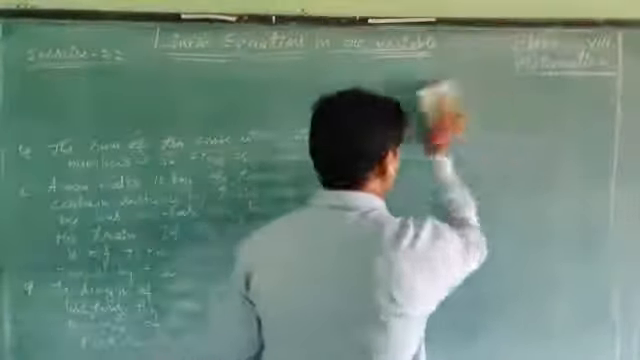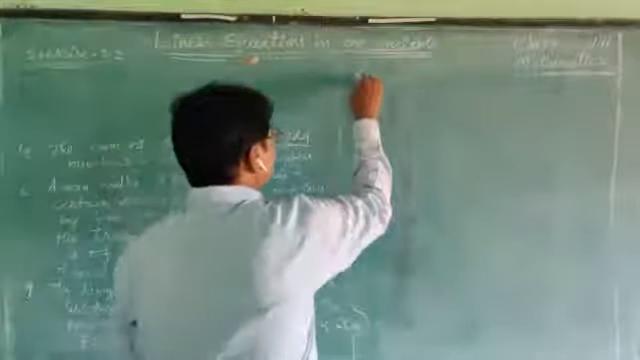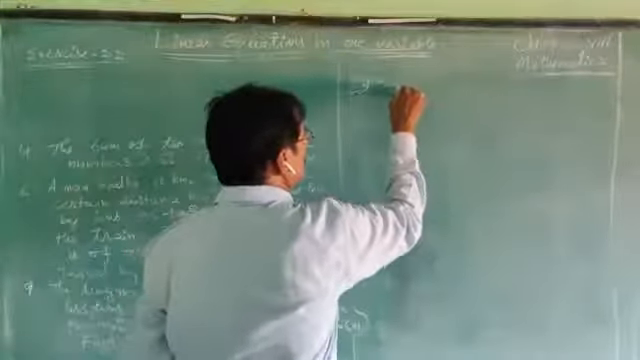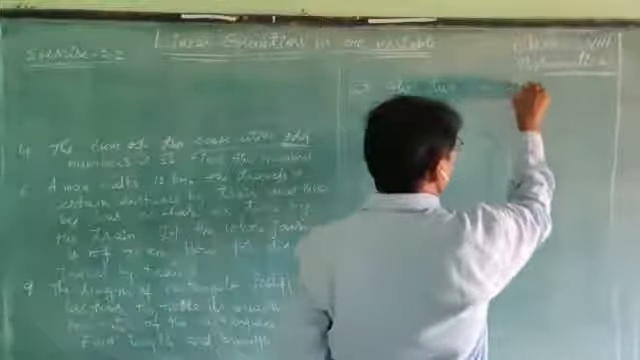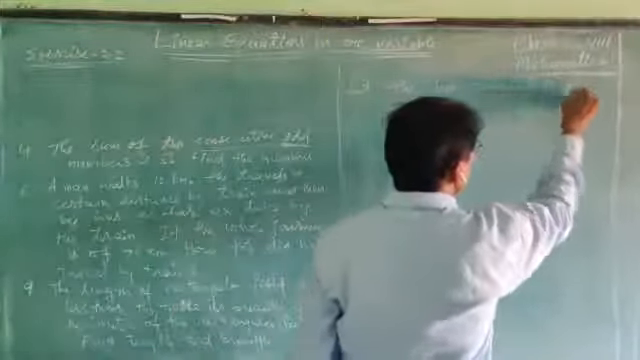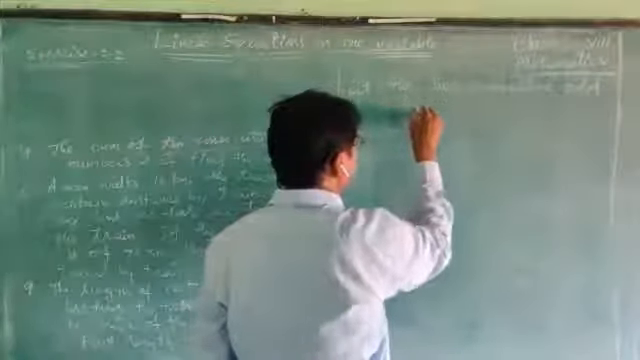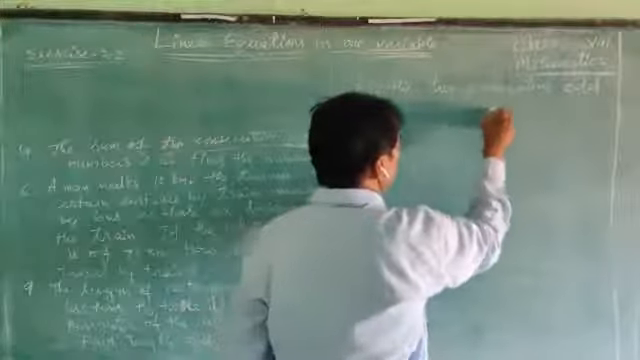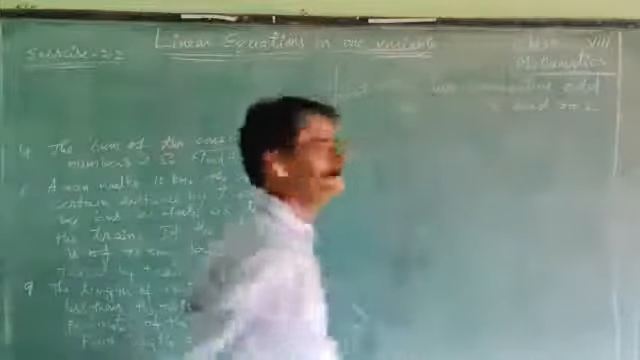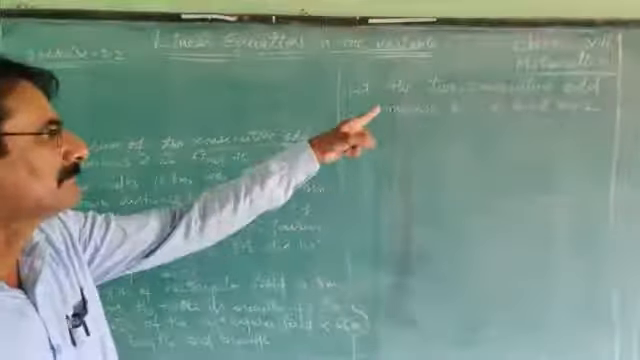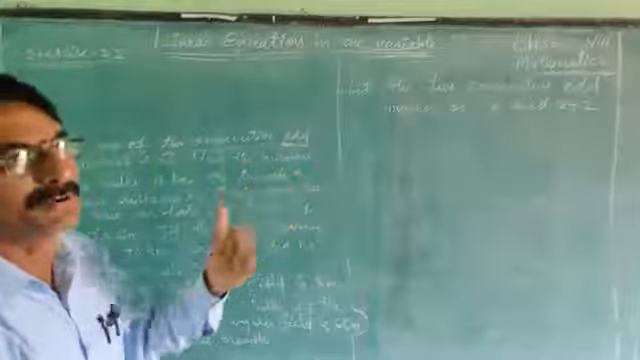So I am going to write the steps. You observe them. Let the number be x and x plus 2. Which numbers? 2 consecutive odd numbers.